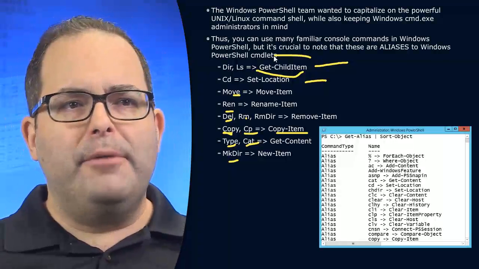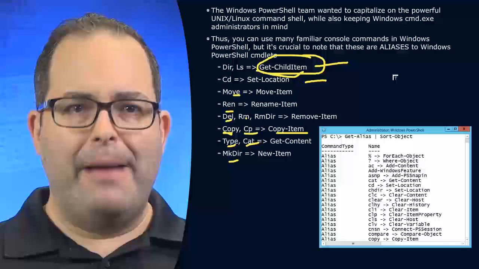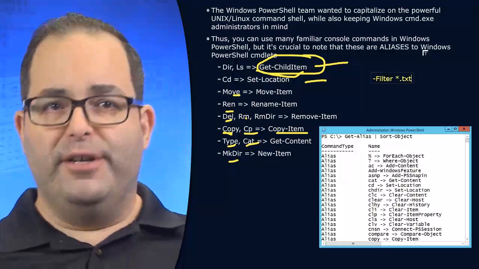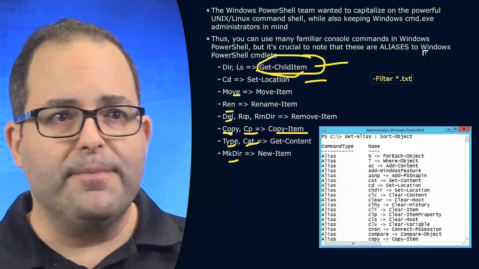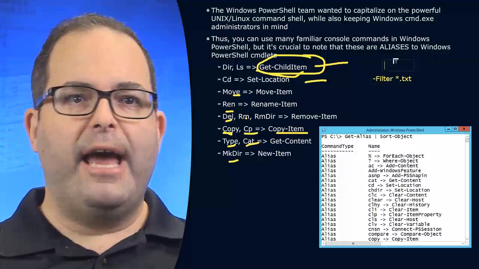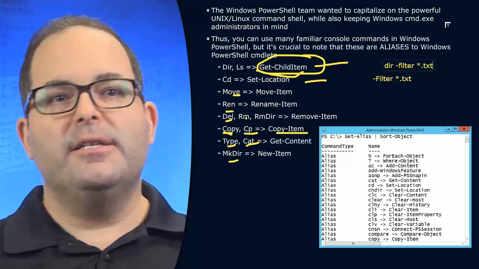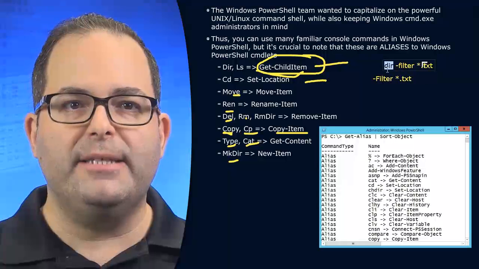You can actually add parameters to them as well. So any parameter that Get-ChildItem uses, for instance, Get-ChildItem has a parameter called filter, where you could search for files that match a particular type, like text files. So instead of doing Get-ChildItem -Filter, you could actually do dir -Filter *.txt, you see, because under the hood this is being translated.